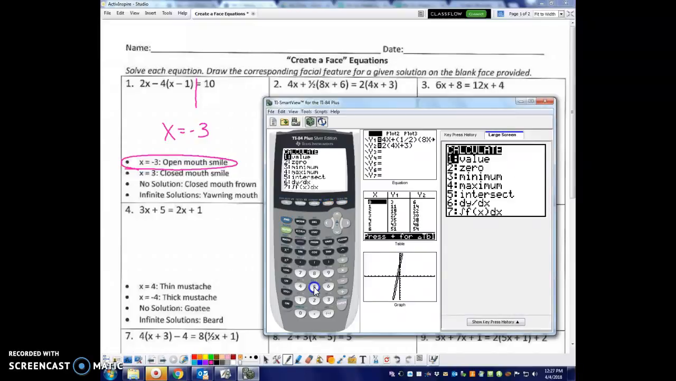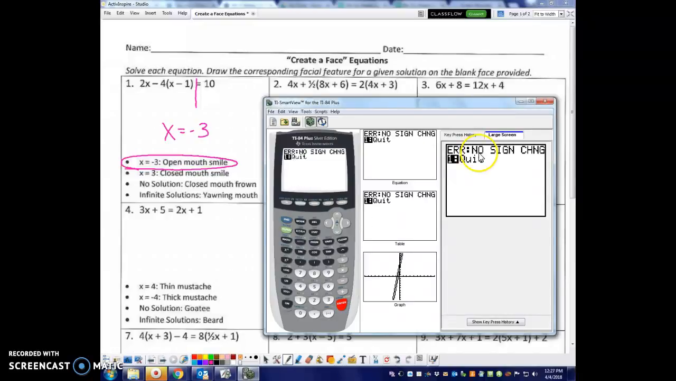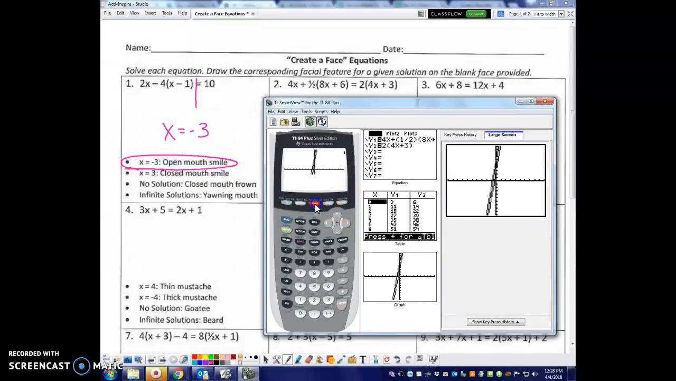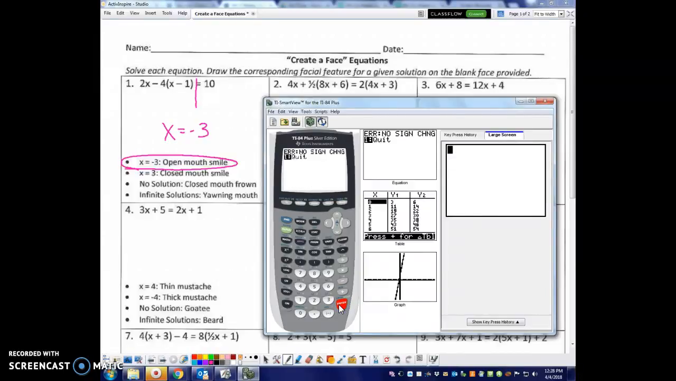Okay, so second trace 5, enter, enter, enter. Okay, no sign change. Okay, so we can try zooming out. Because remember I told you always do that, try to zoom out. So graph, zoom, zoom out. We'll try it one more time. Second trace 5, enter, enter, enter. It still didn't work, right? Okay, so let's try zooming in. And then zoom in one more time.